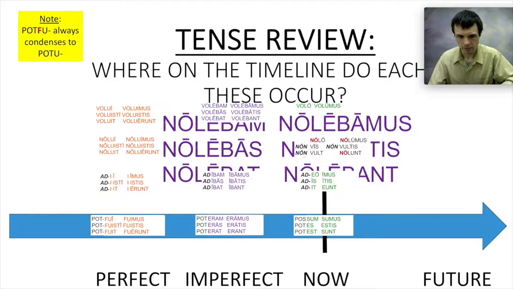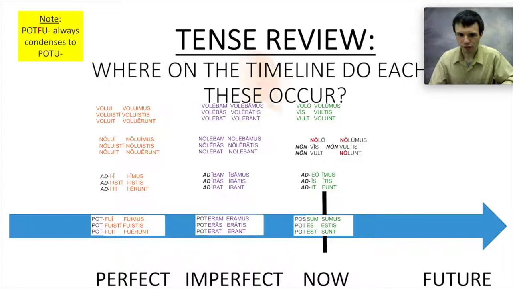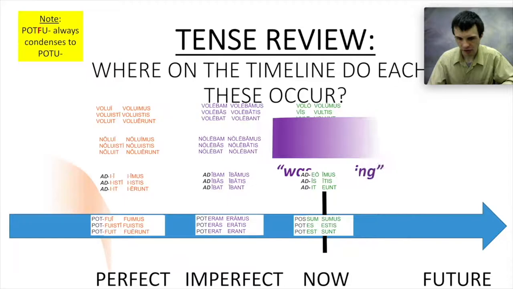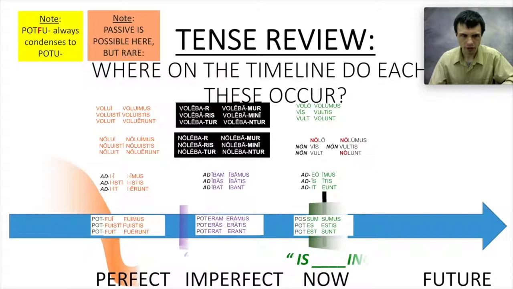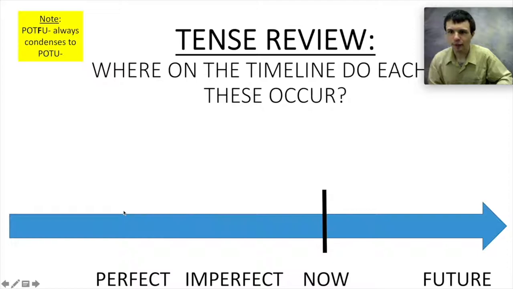And now here's our new sign of the perfect tense, signifying a break or hiatus in the voice. Imperfect and perfect. Alrighty. And don't forget the passive forms that often occur. And note that the F disappears in potfu into just being potu. All right, now you do it in black and white. Tell me what tense it is before I move it there.